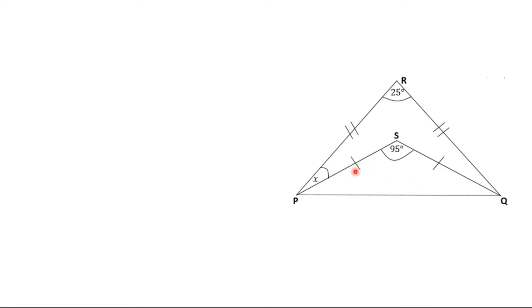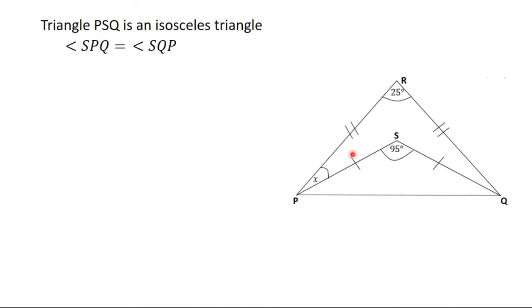You see that there is this line here and this line here, showing that this side and this side are the same. So it means the angle that will be formed here and the angle that will be formed here will be equal. So triangle PSQ is an isosceles triangle, so we can say that angle SPQ and angle SQP are equal, which means that this side and this side are equal. So if here is A, here is going to be A.